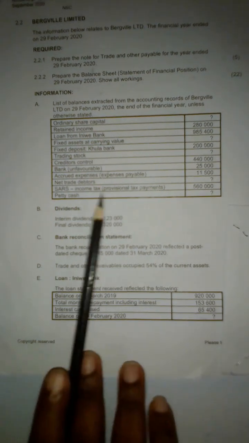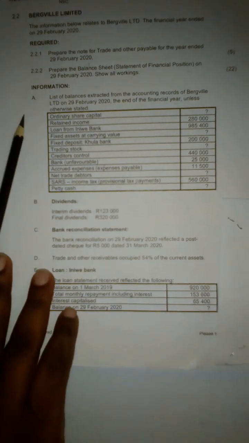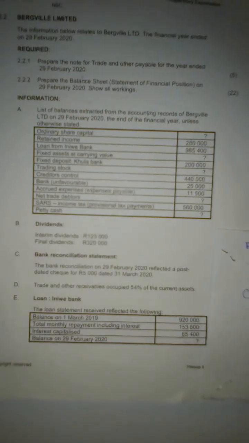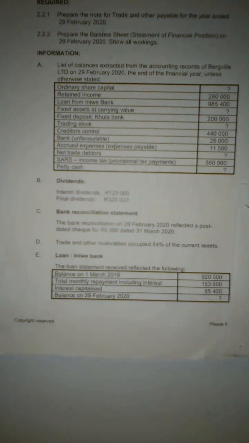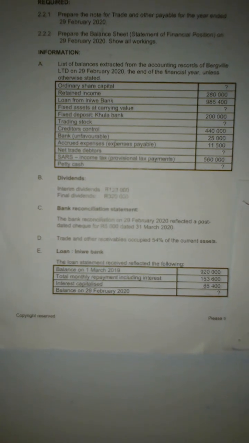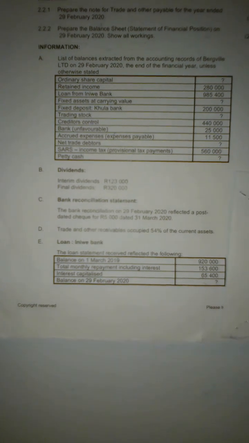Show all the workings. So we are given information here from A, and some of it I've written into the pen up to G. This is all the information that we are going to use to prepare our note for the trade and other payables and the balance sheet. So as for now, let's look at the trade and other payables. Let's identify those items that we are supposed to record in the trade and other payables. There is an answer sheet which I've prepared here.